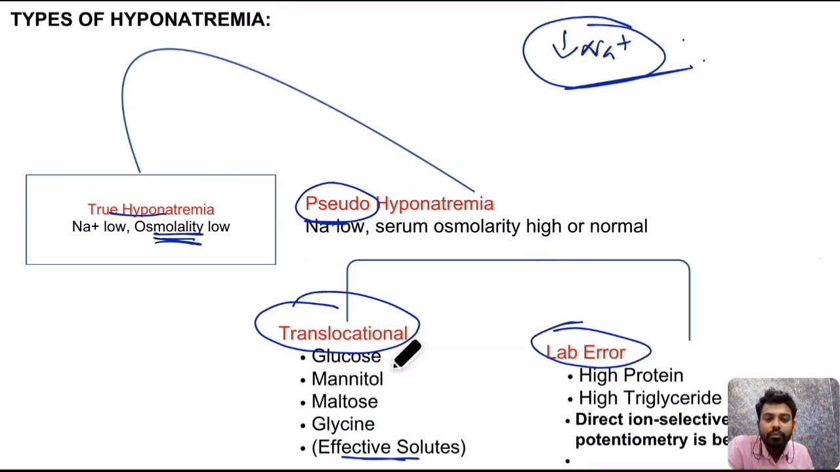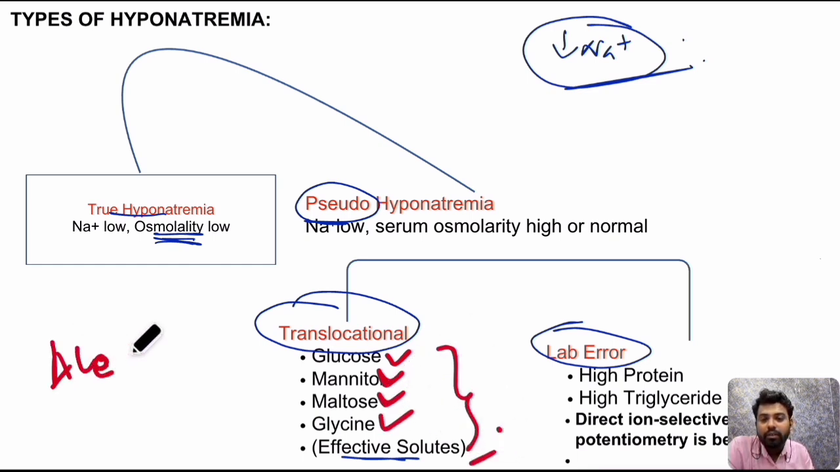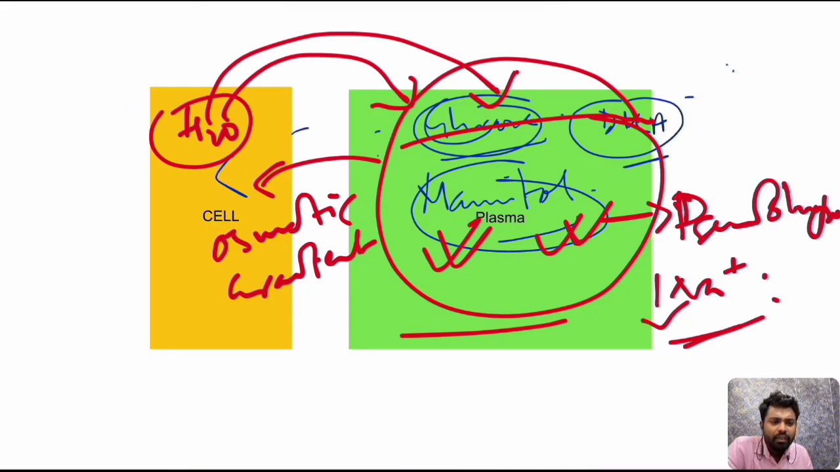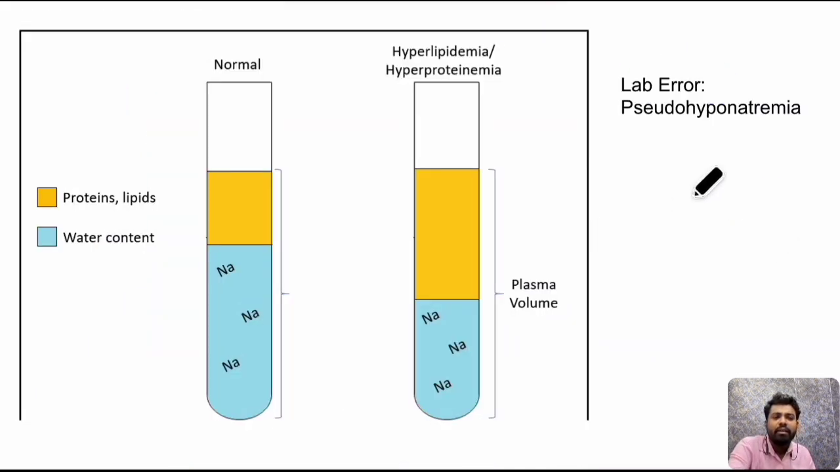Another thing, the important point here is which molecules can cause it: glucose, mannitol, maltose, glycine, etc. But not alcohol. Alcohol is not an effective solute because it can move into the cell freely. And there is another thing: lab error. A high amino acid content in blood or hypertriglyceridemia can create lab error also. Pseudohyponatremia.